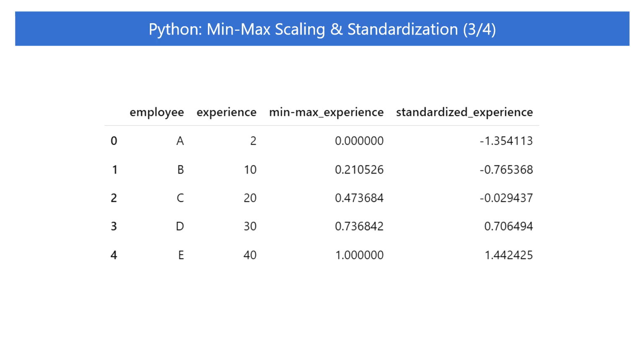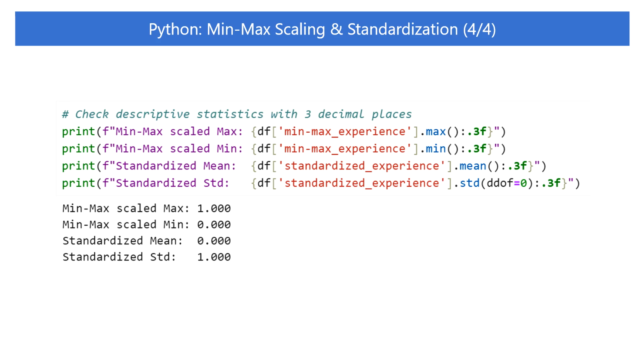Let's display the dataset. As we can see, min-max scaled values and standardized values are added as new columns. Let's check the descriptive statistics. As we can see, the variable with min-max scaling has a maximum value of 1 and a minimum value of 0, while the variable with standardization has a mean of 0 and a standard deviation of 1.